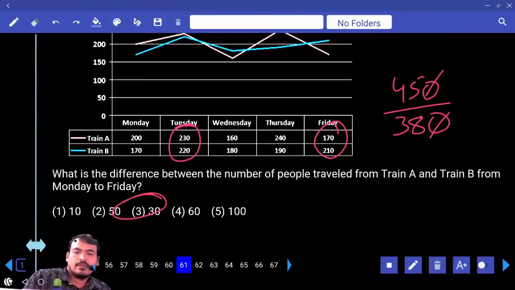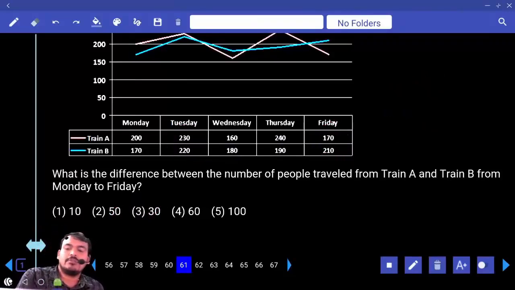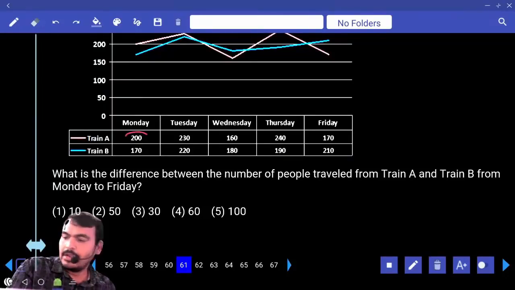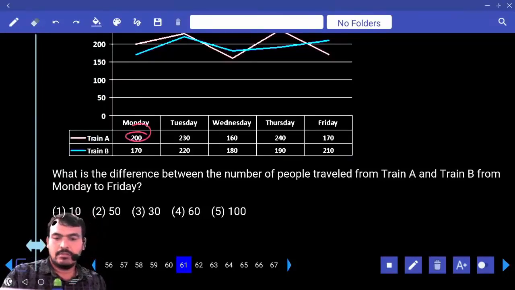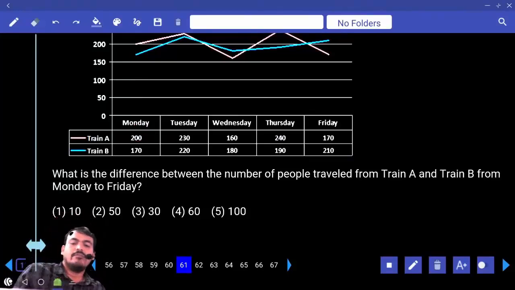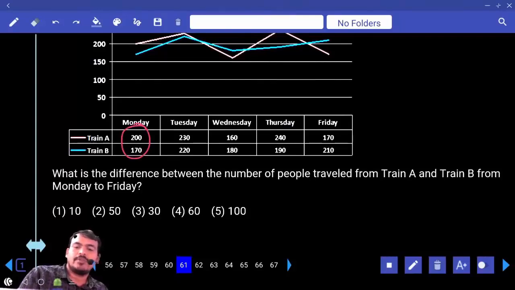Second one. Next, question number 61. What is the difference between the number of people traveled from train A and train B from Monday to Friday? What is the Monday value of train A? 200. Next train B. We required Monday to Friday difference or not? In first Monday, how much difference? Plus 30 or minus 30? Plus 30. Second Tuesday, plus 20 or minus 20? Plus.